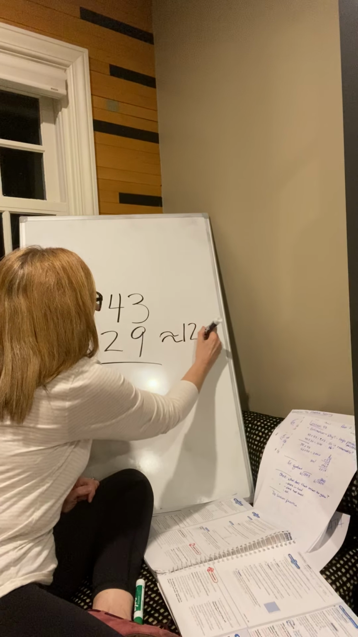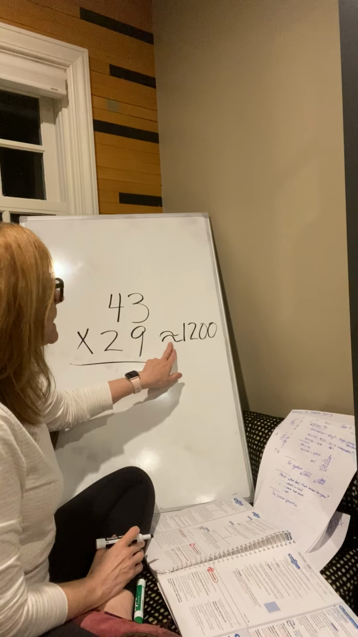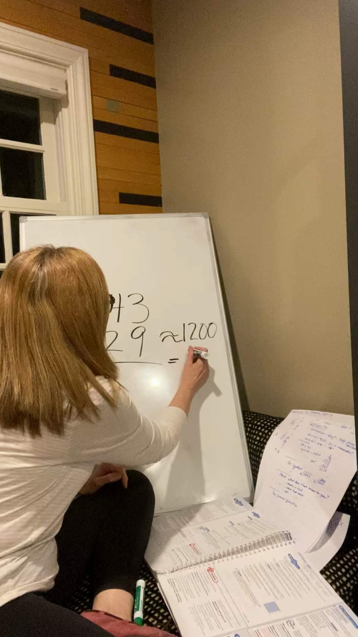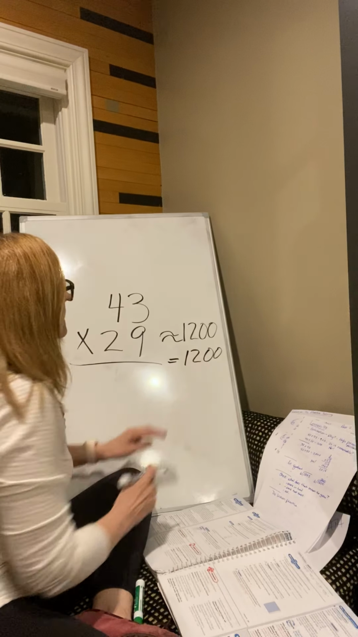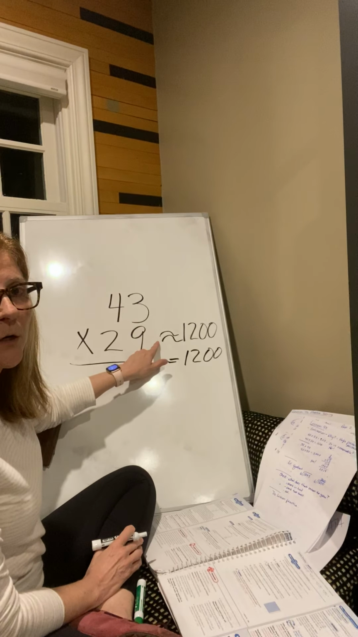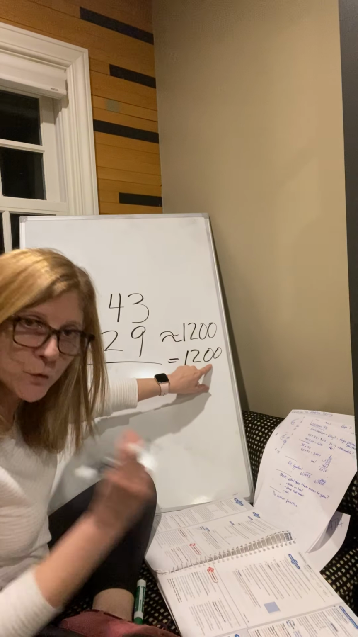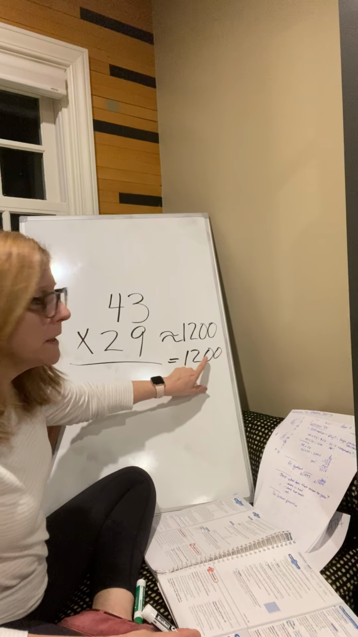So I'm going to put about 1,200. Now this is a crazy looking thing. I don't know if I've used this with you or not. Equals. These are two entirely different statements here. This says, I think it will equal 1200. I think 1200 is going to be the answer.